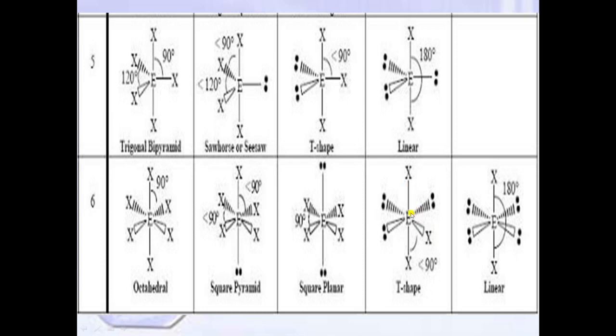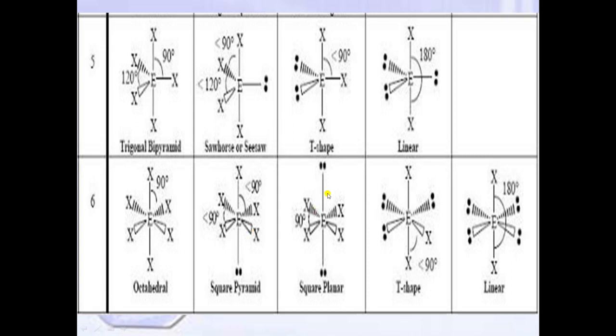Now the name of the shape is T shape. Just look at the cursor. This is the T shape, and the angle is less than 90 degrees. When there are four lone pairs, then the four lone pairs will come here, and the name of the shape is linear. The angle is 180 degrees. I hope the structure, geometry and shapes are clear. You need to remember all these geometries and shapes.